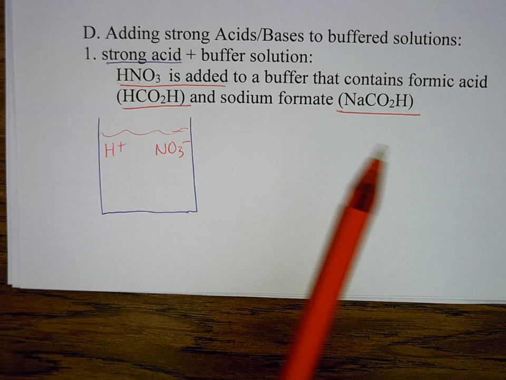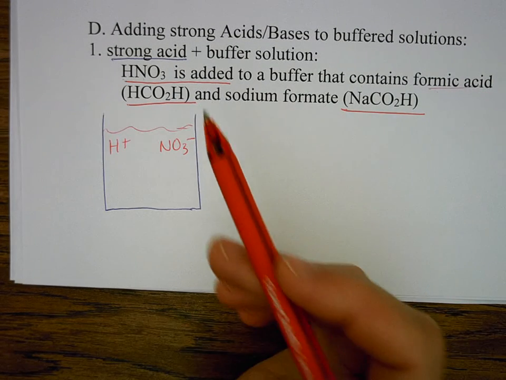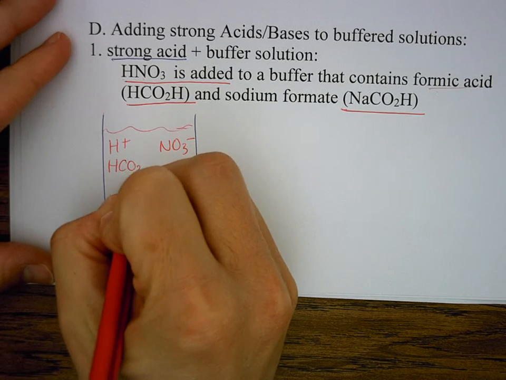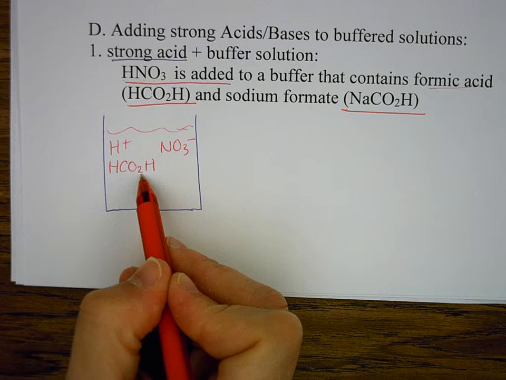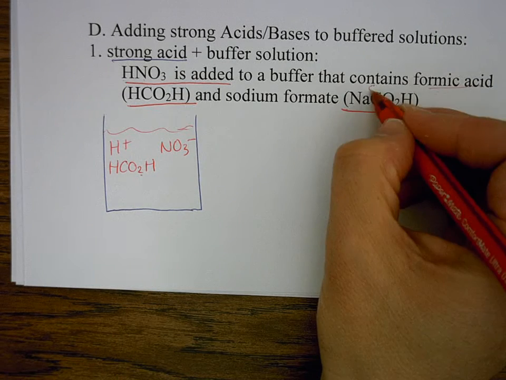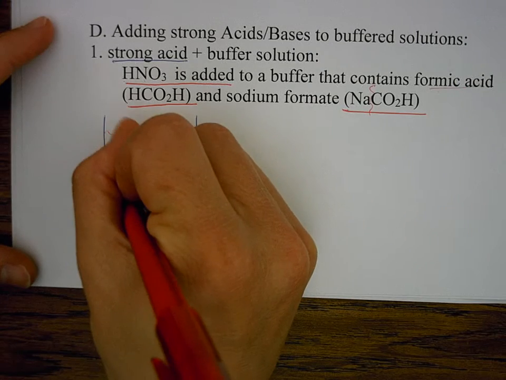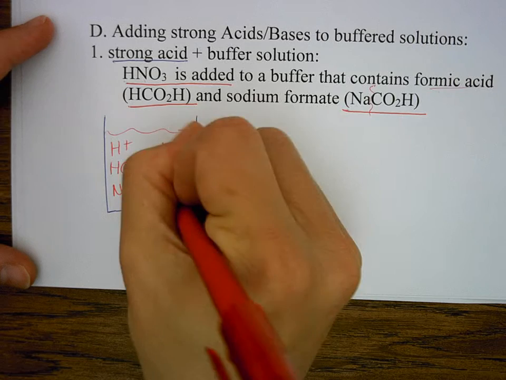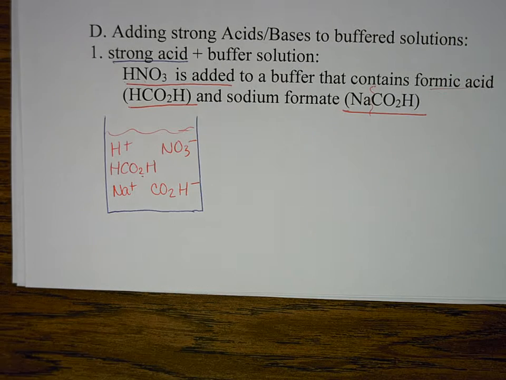Nitric acid breaks apart. Formic acid is not one of the strong ones I have memorized, so it's a weak acid, so it doesn't break apart. A tiny bit of it does, but mostly it stays together. So I want to write that in my beaker together because it stays together. Sodium formate, anything that's a salt, is going to break apart. So Na plus and CO2H minus. Those are going to break apart into those ions.